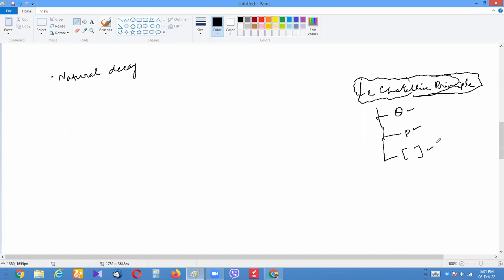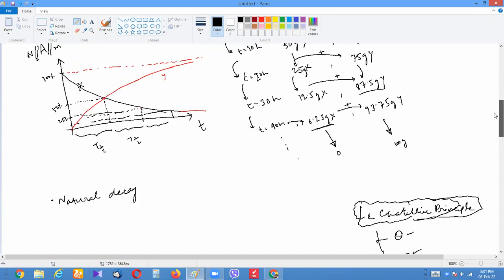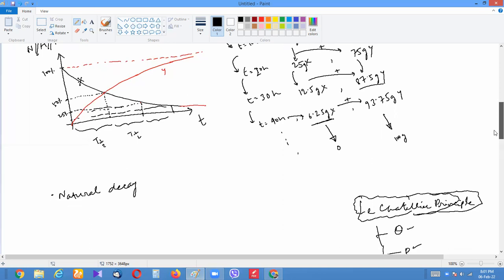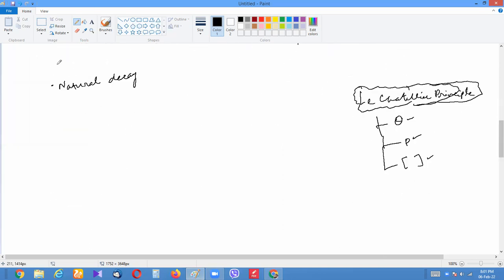Yes sir, the red part was also the y-axis part. Yes, sir. After the red part I'm coming here, I haven't said anything further. I'm just saying that there are three types of decay. The first type of decay is natural decay. I'm saying a few things about natural decay.